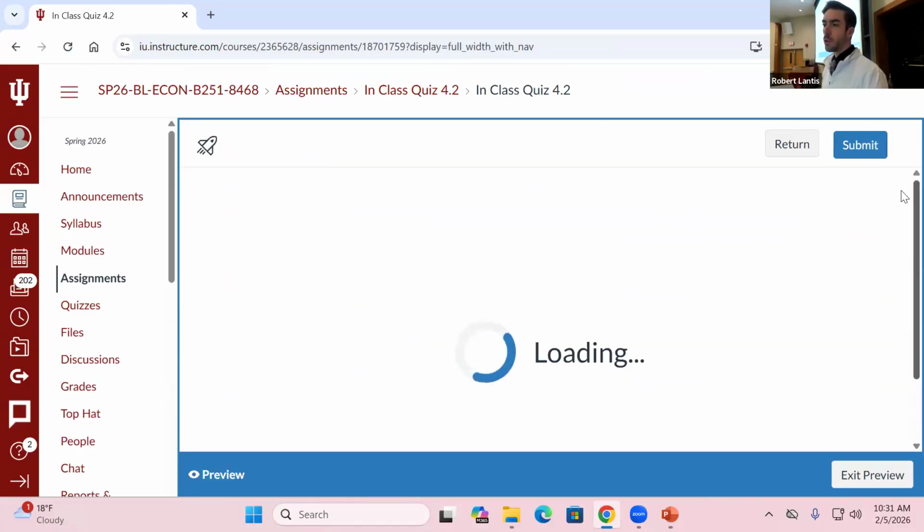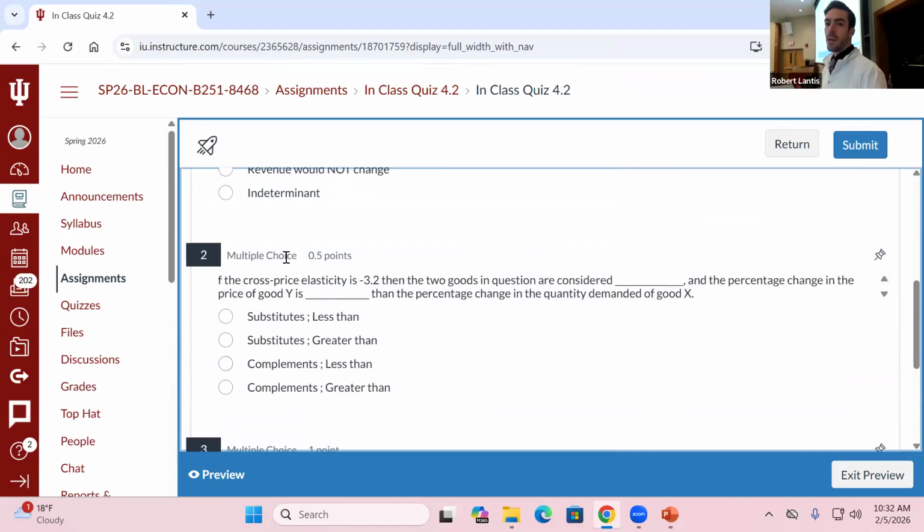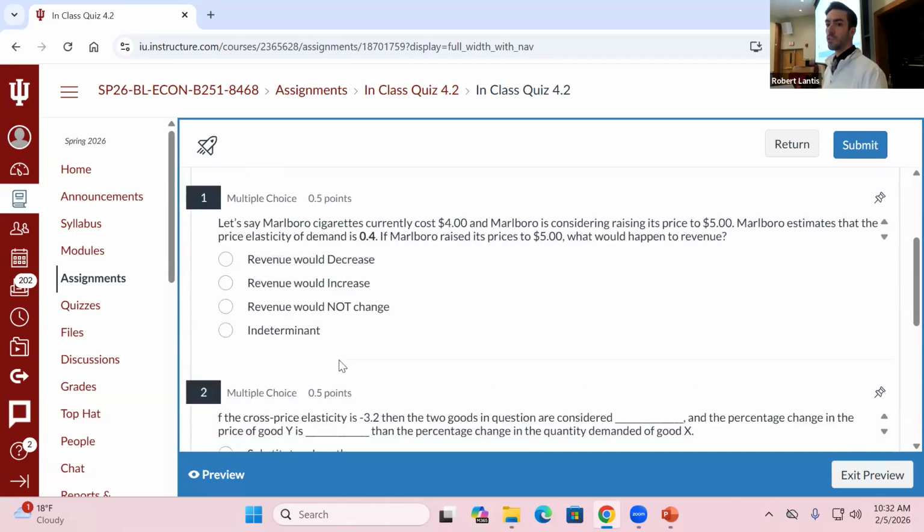Okay. So if I'm looking at this, just respond with anything and you'll get it correct. Here, if I'm looking at this cross price elasticity, it's negative. That tells me they're complements and it's above an absolute value of 1. So the percentage change in quantity demanded is, the percentage change in price must be less than, right? So complements and less than should be the answer to question 2.